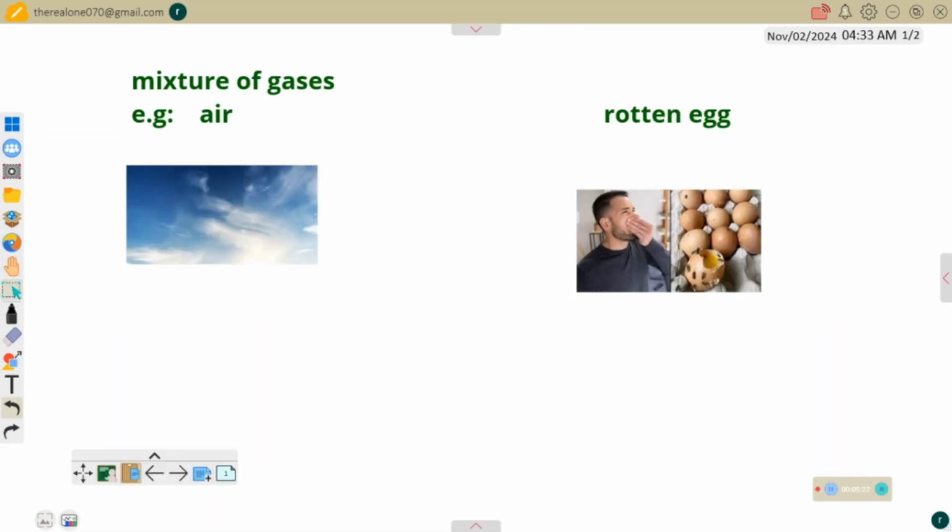Now, some examples of mixture of gases. Air is one. We understand that in the air, we have a mixture of gases like nitrogen, oxygen, water vapor, carbon dioxide, inert gases, and some impurities. And then we have rotten egg. Rotten egg is also a mixture of gas. The smell coming out of the rotten egg: the rotten egg itself is a solid, but the smell coming out of it is a gas. That's mixture of different gases.